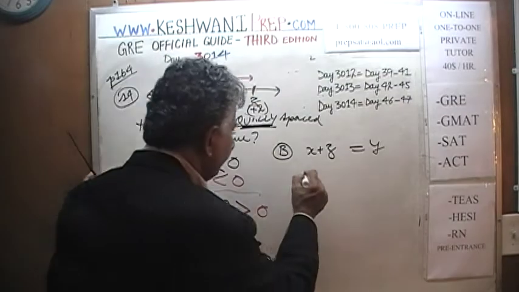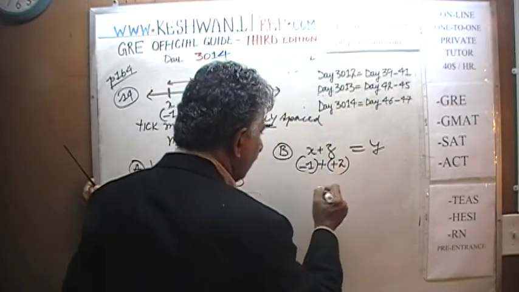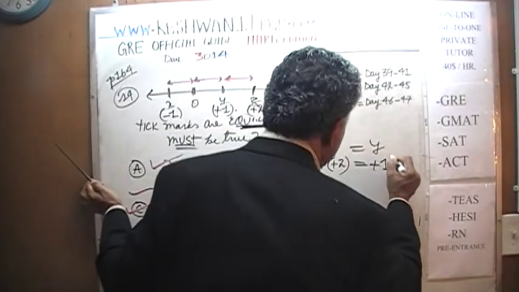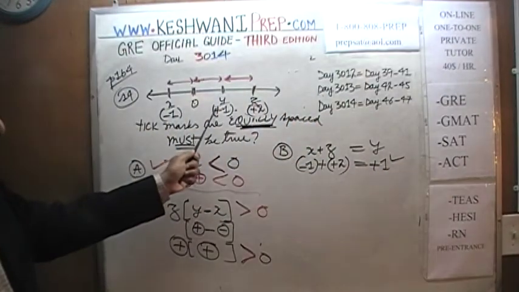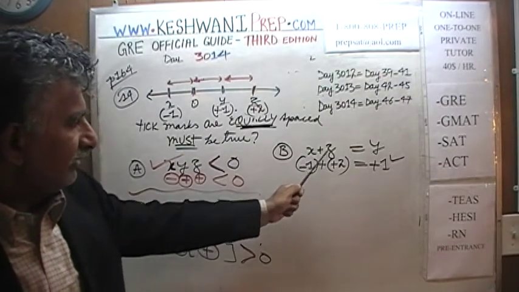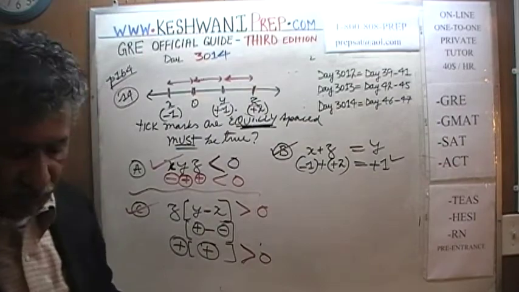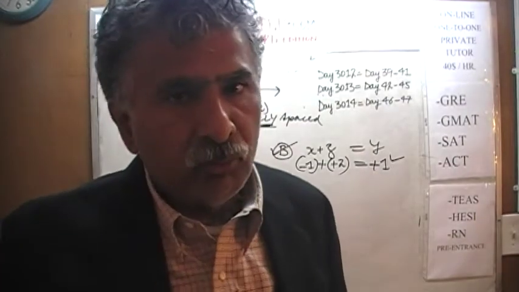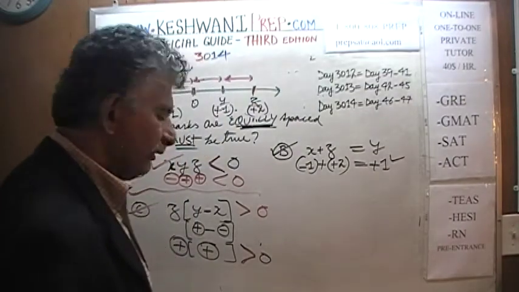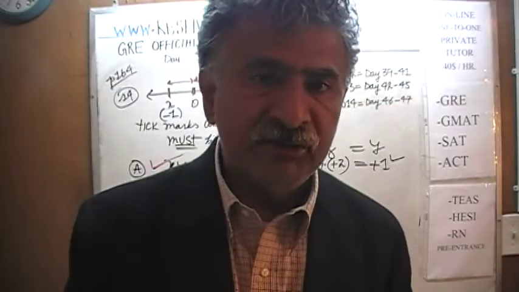X, which is negative 1, plus z, which is positive 2. Does negative 1 and a positive 2 give us positive 1? And the answer is yes. And that's your value of y. So yes, indeed, the sum of x and z equals y. Answer B, statement D is also true. It turns out all three statements are equally valid. All three statements are true. All three statements are something that is going to be true all the time. They must all be true.